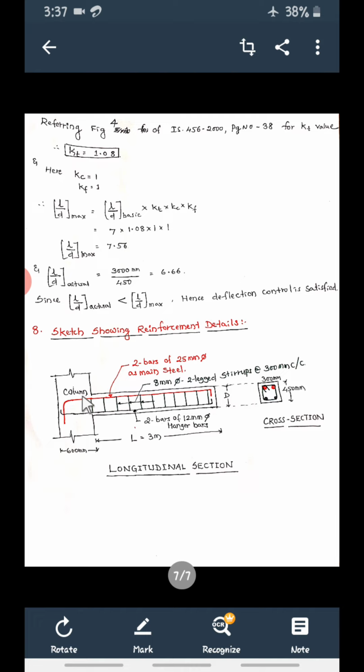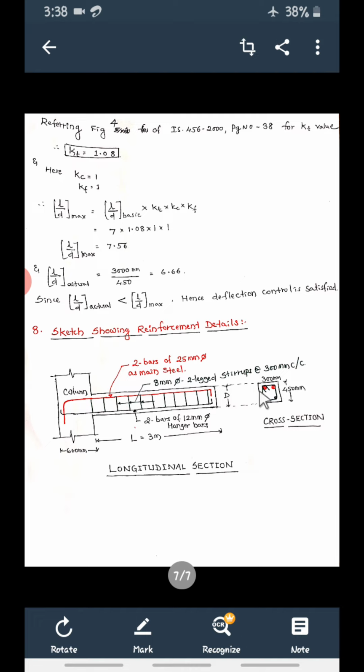Okay. Now the last step is you have to show the reinforcement. Whatever reinforcement you have provided or calculated: one is main steel at the top, then bottom 2 bars, hanger bars, then these are the vertical stirrups. Okay, 8 mm 2-legged stirrups. Now see, this is a column, this is a beam, this cantilever span is 3 meter. Okay, this top bar is the main bar, main steel.